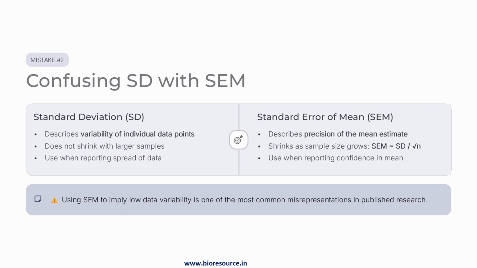Another common mistake is confusing standard deviation with standard error. Standard deviation describes variability in your data, and standard error describes how precise your estimate of the mean is. Since standard error decreases with large sample sizes, it can make data appear more consistent than it actually is. And this issue becomes even more problematic with small datasets.